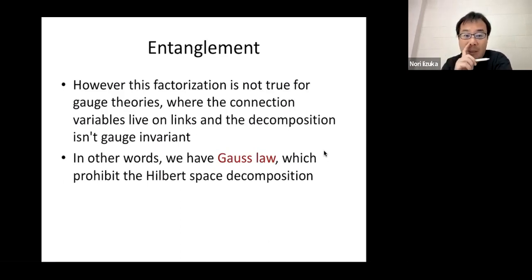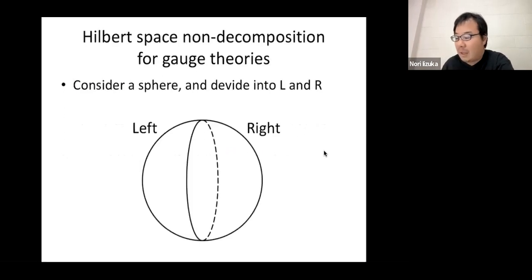and decomposition is not gauge invariant. More simply saying, we have Gauss law, and that gives a global constraint on the Hilbert space. So let me give you a well-known example to illustrate what I mean. Consider field theory on a sphere, and then we split the region into left and right.